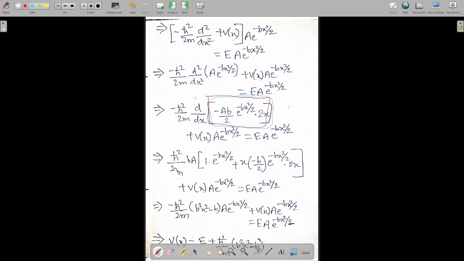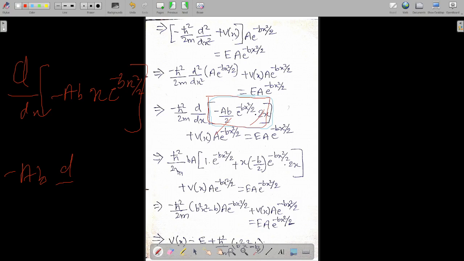From here we have to find the differentiation once again. So these 2 and 2 will cancel out. Then minus A b will come out of the differential, so it will be minus A b times d by dx of x e to the power minus b x square by 2. Then again we have to do the differentiation, which means the UV formula.